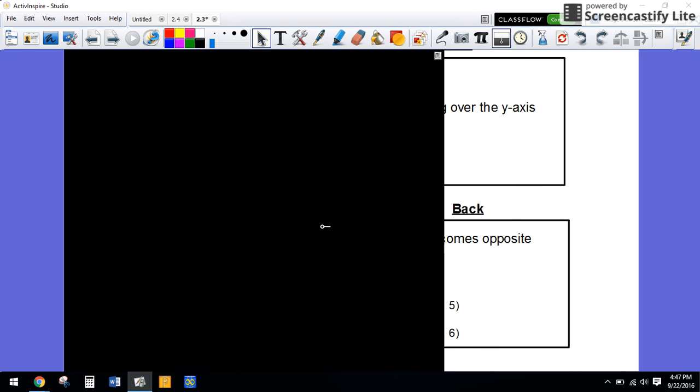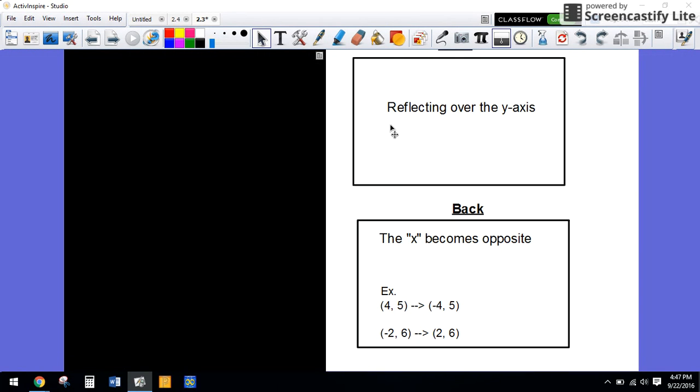So we didn't just learn about reflecting over the x-axis, we also have to take notes on reflecting over the y-axis. So again, this is going to go on the front of a second note card, a different note card. And on the back, you're going to talk about what happens to the coordinates when we reflect over the y-axis. So when we reflect over the y-axis, it's the x value that becomes opposite. So for example, if this is my original coordinate and my x value is 4, when I reflect over the y-axis, it becomes the opposite, which is negative.